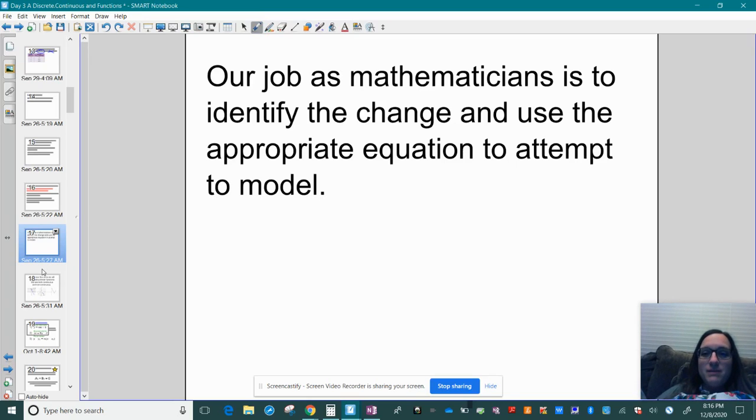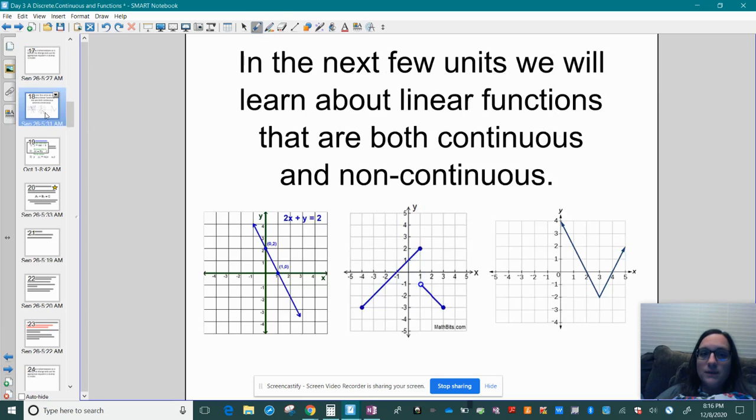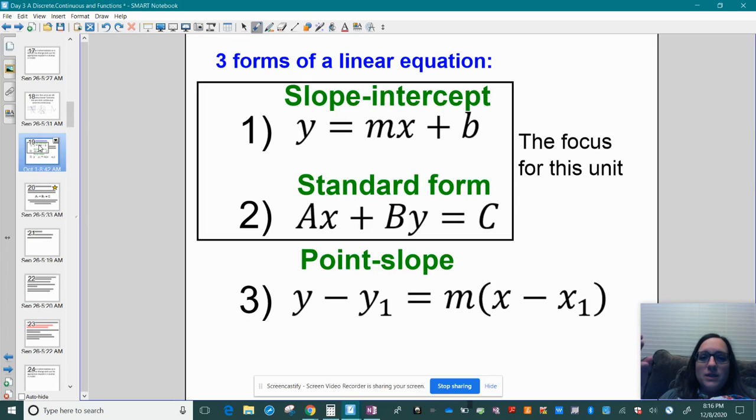So our job as mathematicians is to identify the change and use the appropriate equation to attempt to model it. In the next few units, we will learn about linear functions that are both continuous and non-continuous. As you can see, we have one of those piecewise functions I mentioned in one of the classes yesterday. We have 3 forms of a linear equation: slope-intercept, standard, and point-slope form. We're going to focus for this unit on either slope-intercept form or standard form.